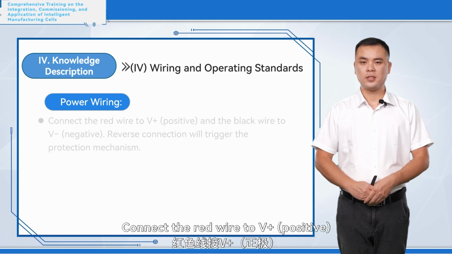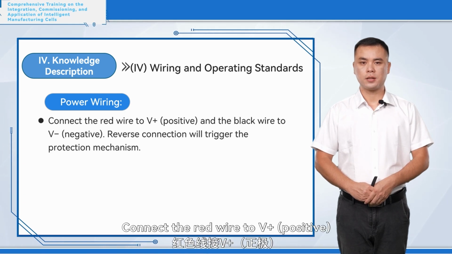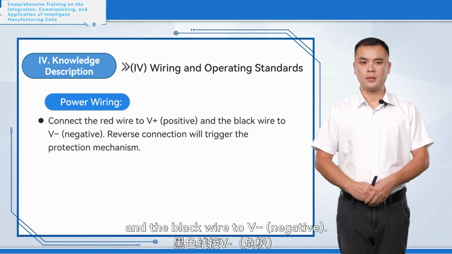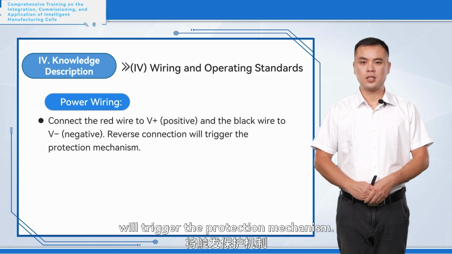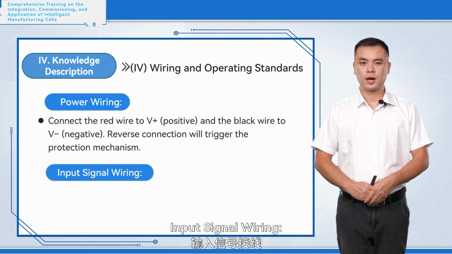4. Wiring and operating standards. Power wiring. Connect the red wire to V positive and the black wire to V negative. Reverse connection will trigger the protection mechanism.